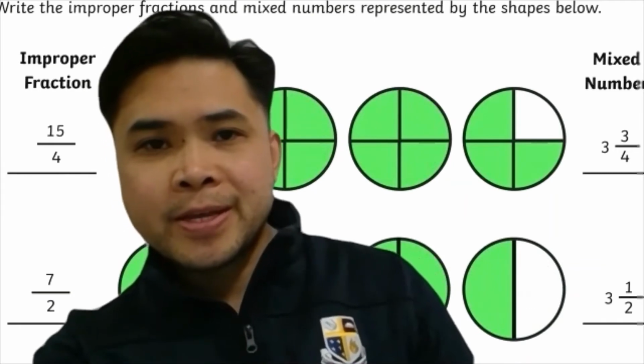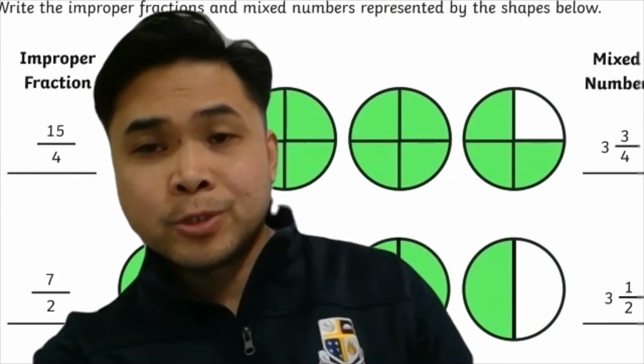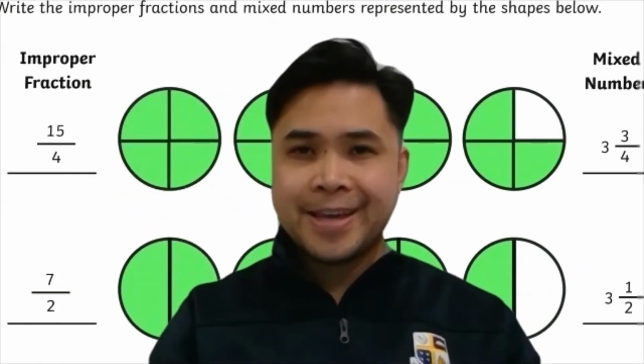3, 1 remainder, and then keep the same denominator, which is 2. It's that simple, kids.